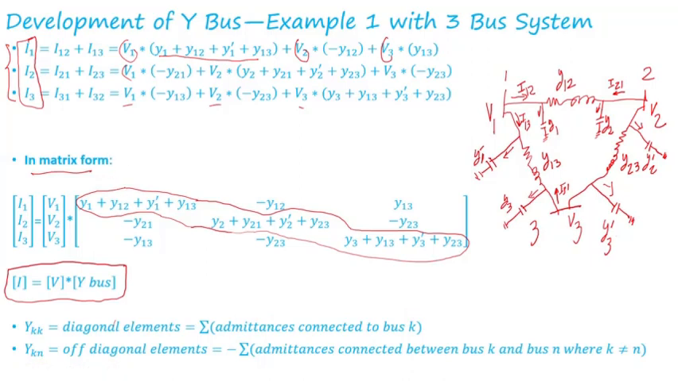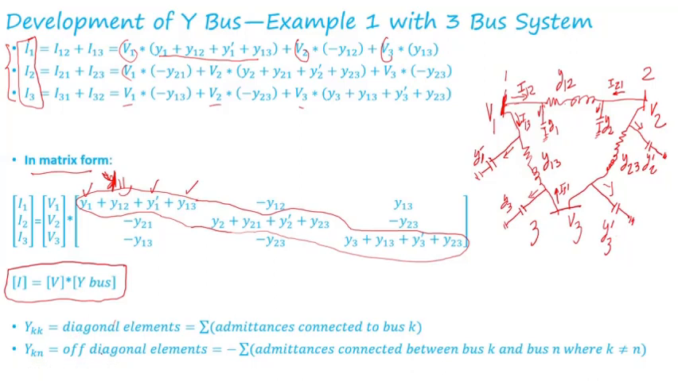For instance, for YKK, this position here is Y11, because it's row 1, column 1. It's all the admittances connected to bus 1. If I come here, here's bus 1. What's connected to it? I have Y1 plus Y12, that's what I have here. Then it's also connected to bus 3, so I have Y prime 1 plus Y13. That's what I did here. So for the diagonal, we add the shunt admittance, in this case half of it.